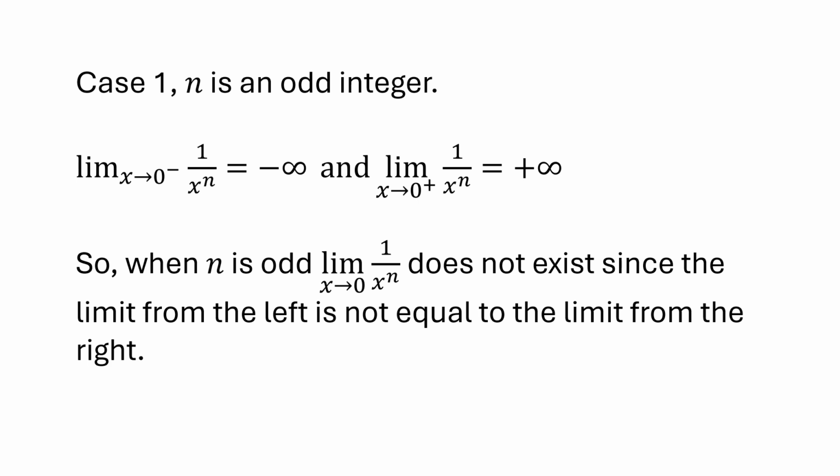The limit as x approaches 0 from the left of 1 over x to the n, when n is odd, is negative infinity, and the limit as x approaches 0 from the right of 1 over x to the n is positive infinity. You can graph 1 over x and see that one side of the graph dives down to negative infinity and the other side comes in from positive infinity. So when n is odd, the limit as x approaches 0 of 1 over x to the n does not exist, since the limit from the left is not equal to the limit from the right.